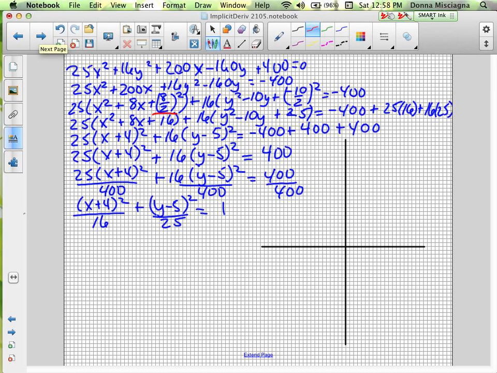I factored out the 25, and then I added what made that a perfect square, b divided by 2 squared. I factored out the 16, and just to save myself a little time, I added the b divided by 2 squared over there. For some reason I didn't write it into the next step, but I should have written it as soon as I wrote it in. So up here, technically, I should also have had 25 times 8 divided by 2 squared, and 16 times negative 10 divided by 2 squared.